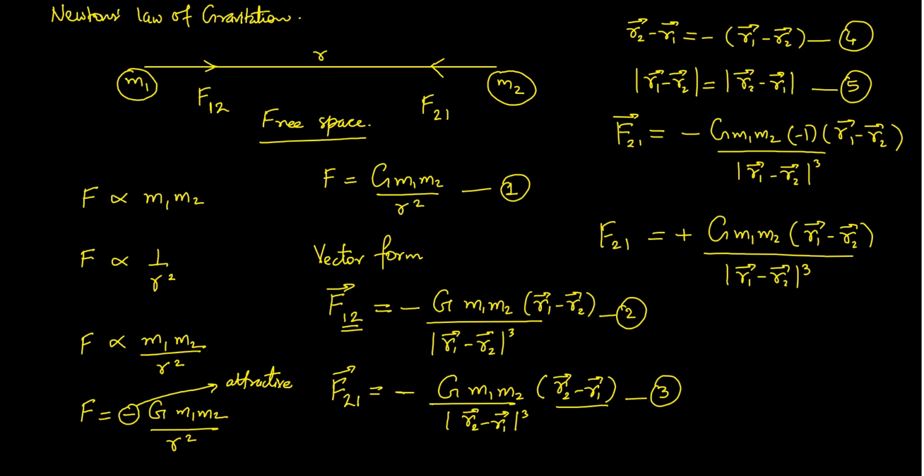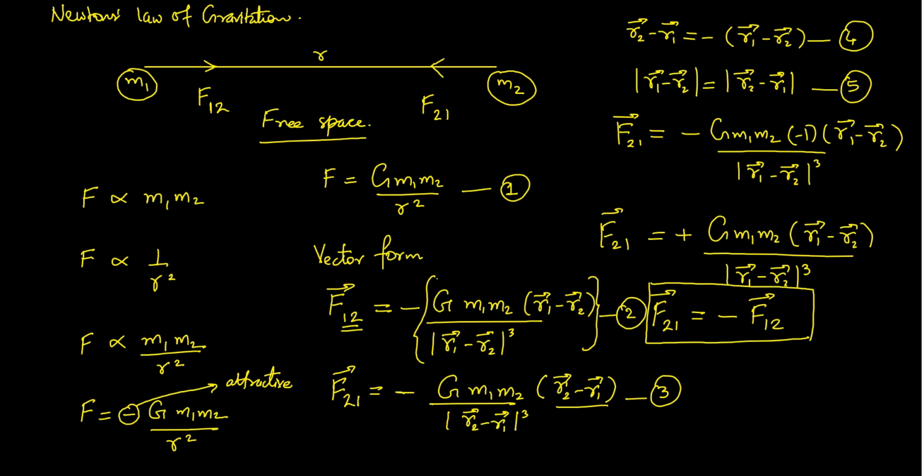Now observe equation number 2. If I put the negative sign on the left side, the value of this part you can see from equation number 2 is minus of F12. Yes or no? So this shows that Newton's law of gravitation follows the third law of motion: F21 equals minus of F12.